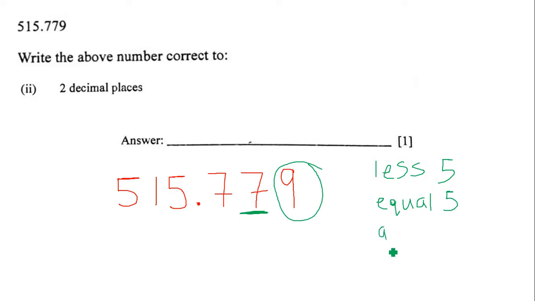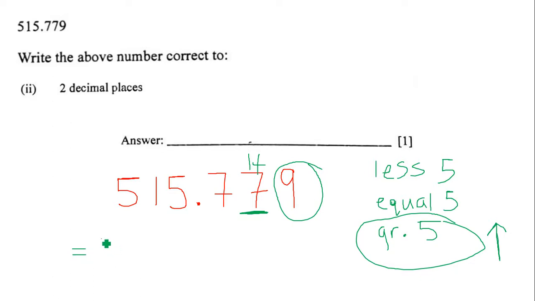Or is 9 greater than 5? Now, obviously, 9 is definitely greater than 5. And so we're going to round up, right? So we have to round up, and that means adding a 1. Okay? And so this is going to be equal to 515.78. Good. Now, do we put 780?